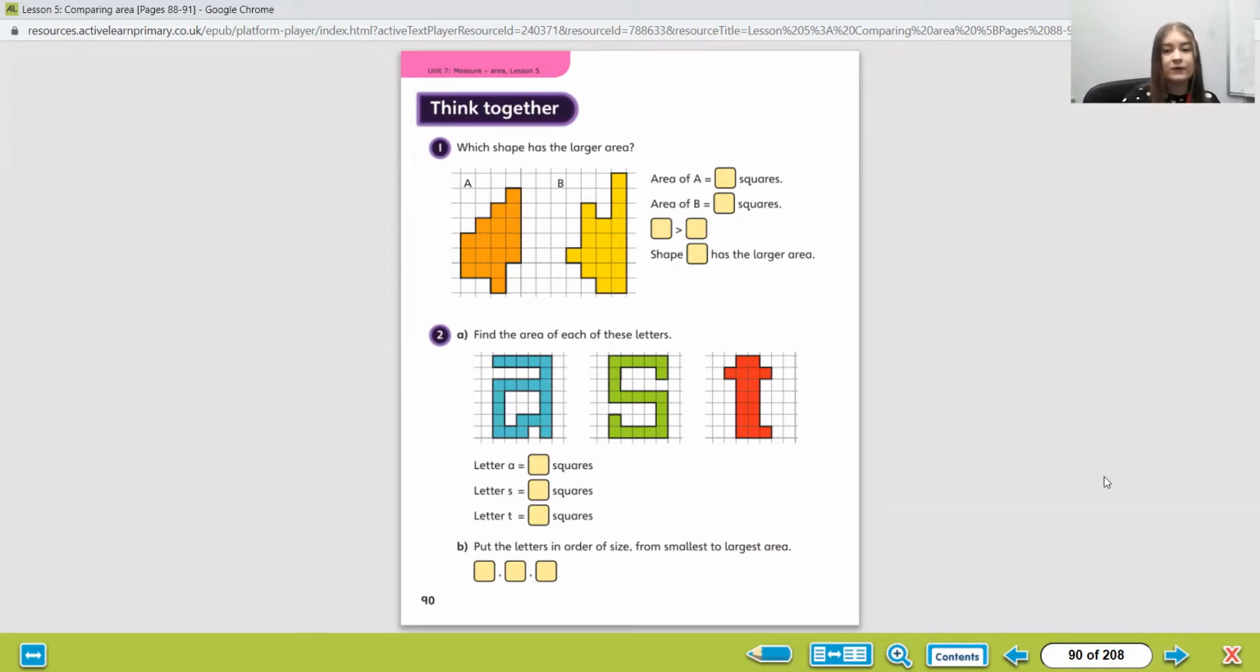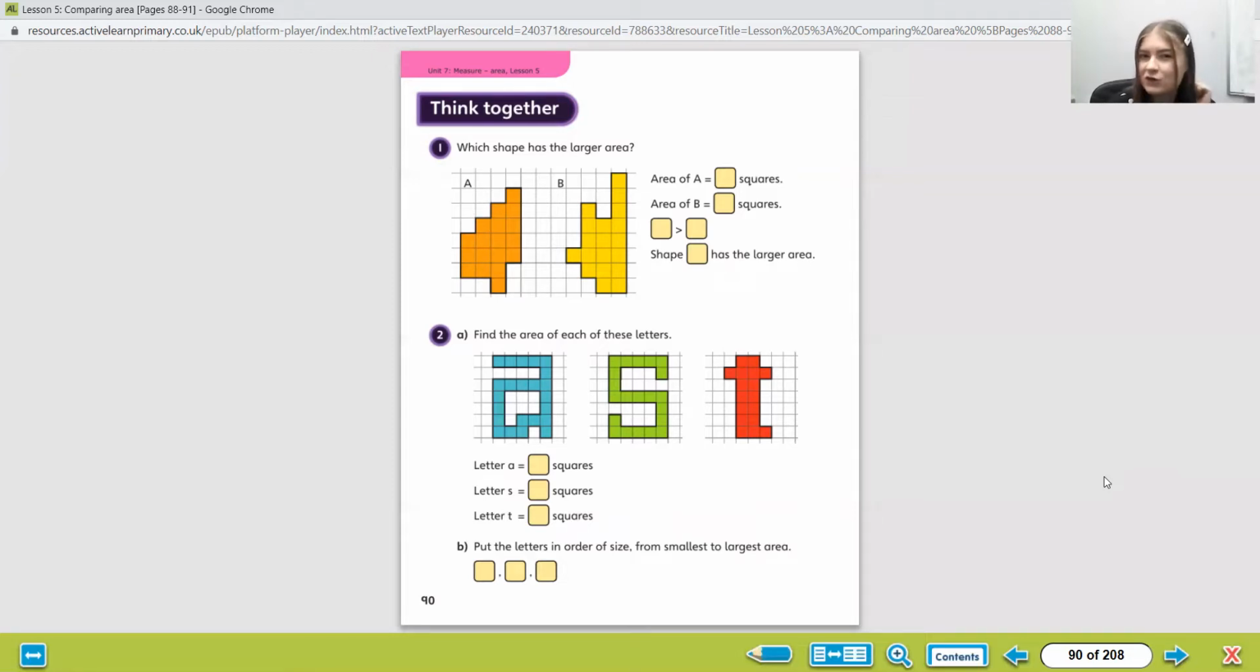Now for question 2A, you are being asked to find the area of each of those letters. Now I have a question for you. Am I right or am I wrong here? Can you convince me? I think that for the letter A, I need to count the blue squares and then those squares inside the A as well, because that's part of the shape. Do you agree or do you disagree with me?